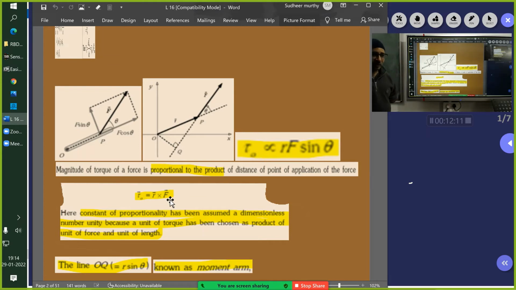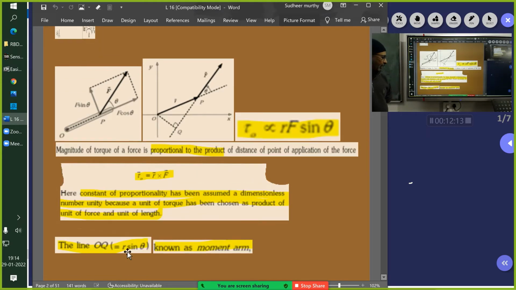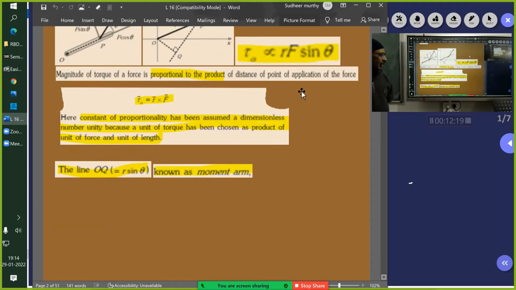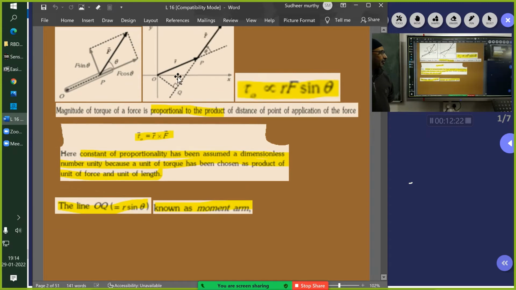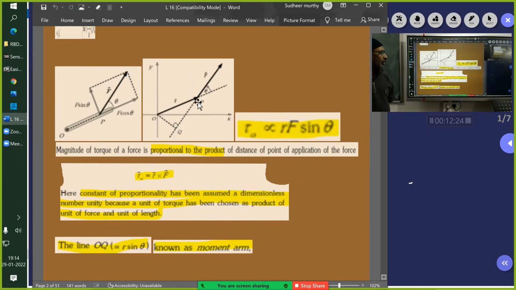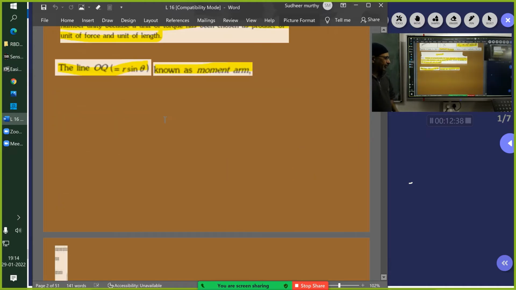Same as how we did it for force, where we defined the Newton, if you remember. Geometrically, you draw a line through the line of action of the force, and drop a perpendicular from the reference point, and then the force into this perpendicular distance is the torque.